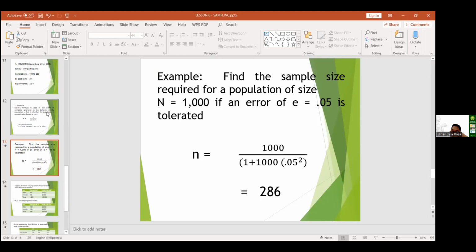Okay? So the minimum is 286. Hindi ibig sabihin na 286 lang, ha? Ang ibig sabihin nitong sample size na 286 is the least number, ang pinakamababa, the minimum is 286. You could have 100, you could have 600, depende kung ilan yung gusto mo. Basta huwag bababa ng 286. Okay? So at 5% error tolerance, you need to have at least 286 sample size. Okay?